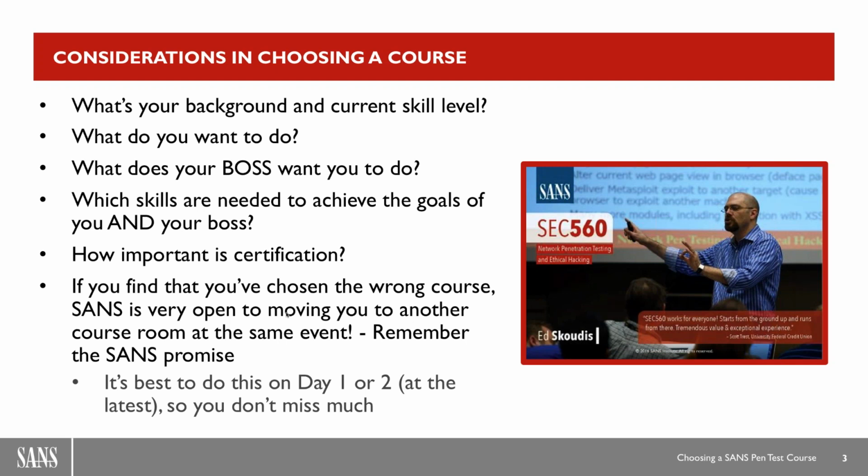If you find that you've chosen the wrong course, SANS is very open to moving you to another course at the same event so that you can get what it is that you need to help advance your career. So let's say, for example, you've set up for course A, and you go through half a day's or a full day's material, and you decide this isn't quite right for me. We'll move you to course B. No problem. We'll help you choose course B so that you get the experience you deserve.